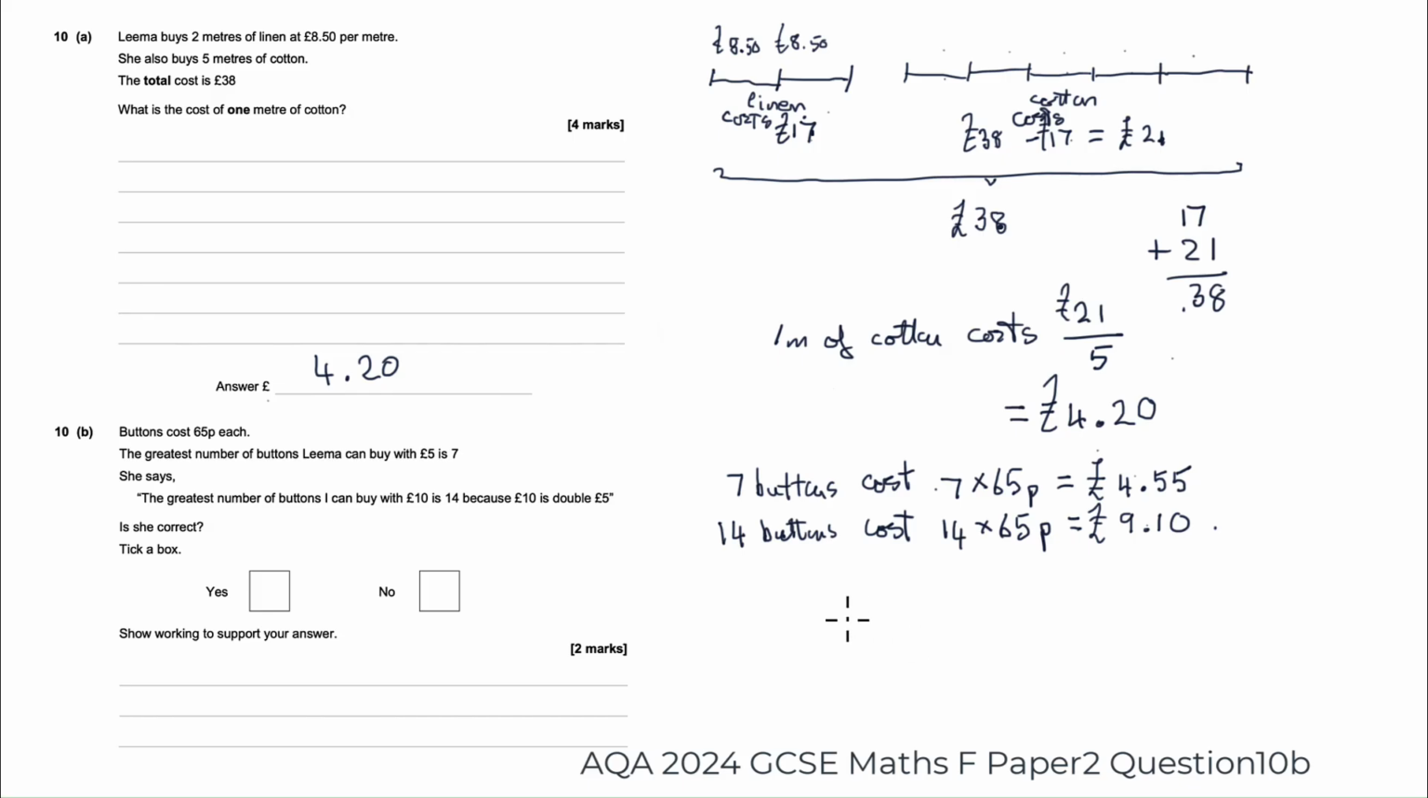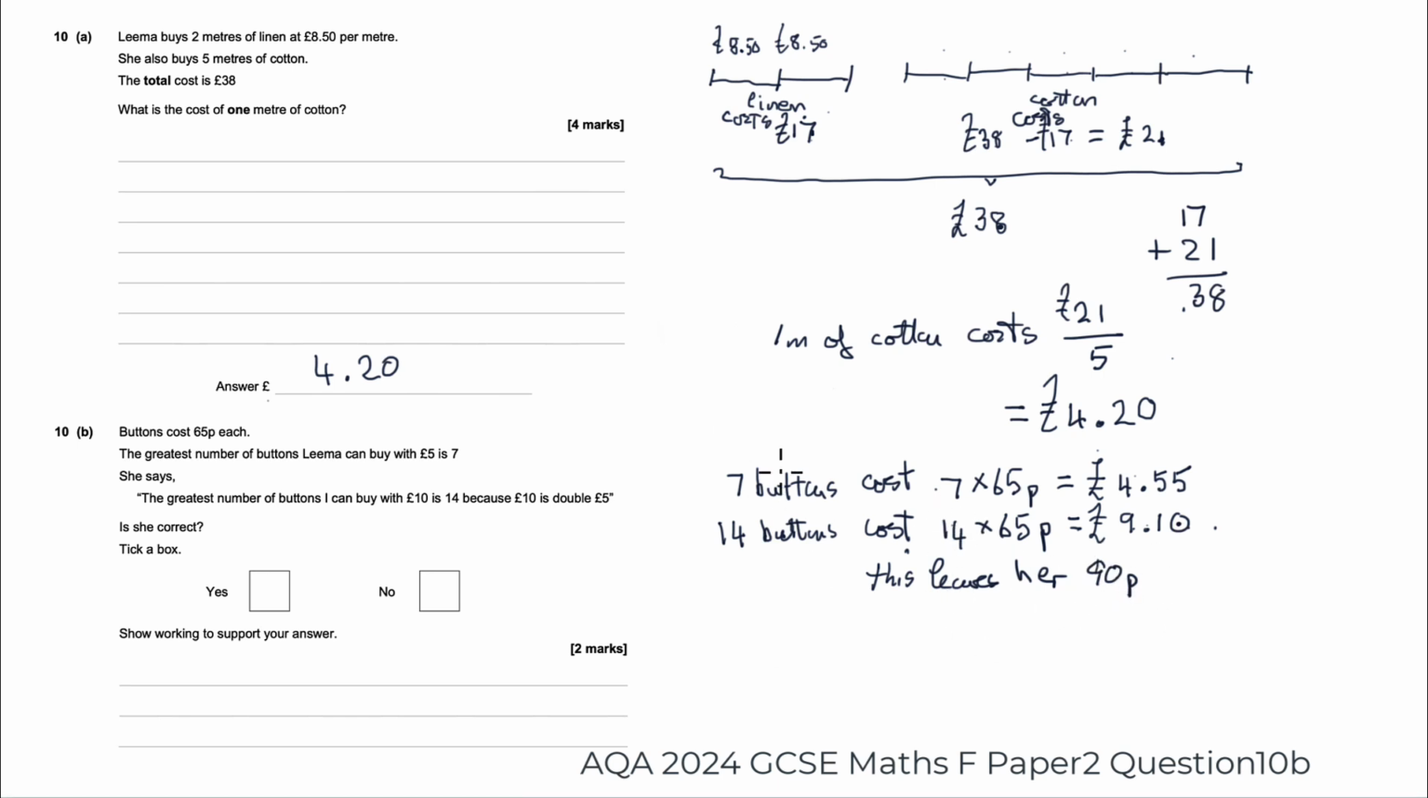Now that's interesting because she has £10. How much does that leave her? That leaves her a whole 90 pence. You've got £9.10. She's got £10. She would get 90 pence change for buying 14 buttons.